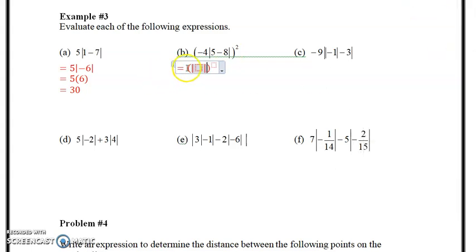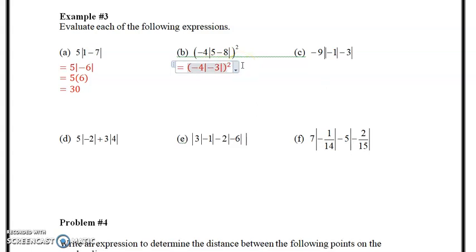So a little bit happening here. So we have a negative 4 we're not going to touch yet. 5 minus 8 would be negative 3. That whole thing is squared, right? So then what we'll do is we'll take the absolute value of negative 3, which is 3. And negative 3 times 4 is negative 12. Negative 12, and negative 12 squared is 144.